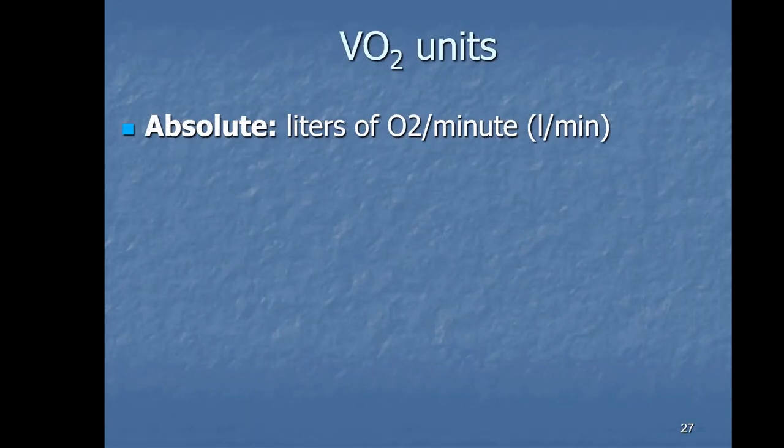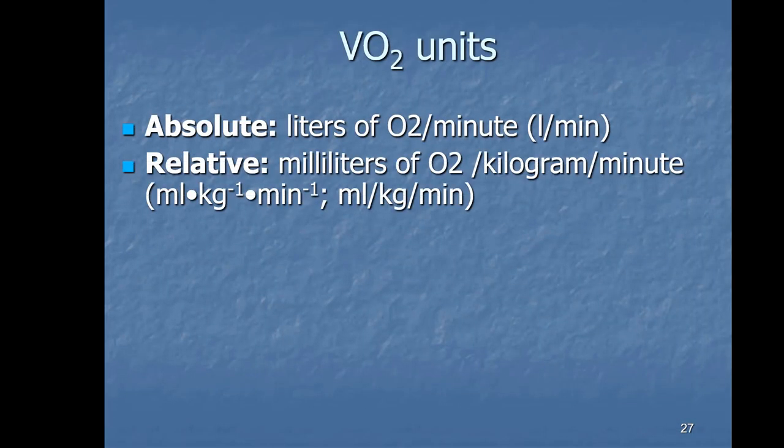All right, units of VO2, we're going to refer to them as either being absolute or relative. So earlier when I showed you the VO2 max norms, I said they were in units of milliliters of oxygen per kilogram of body weight per minute. That's a relative term because it's relative to body weight. And so this is what it'll look like, milliliters per kilogram of body weight per minute.